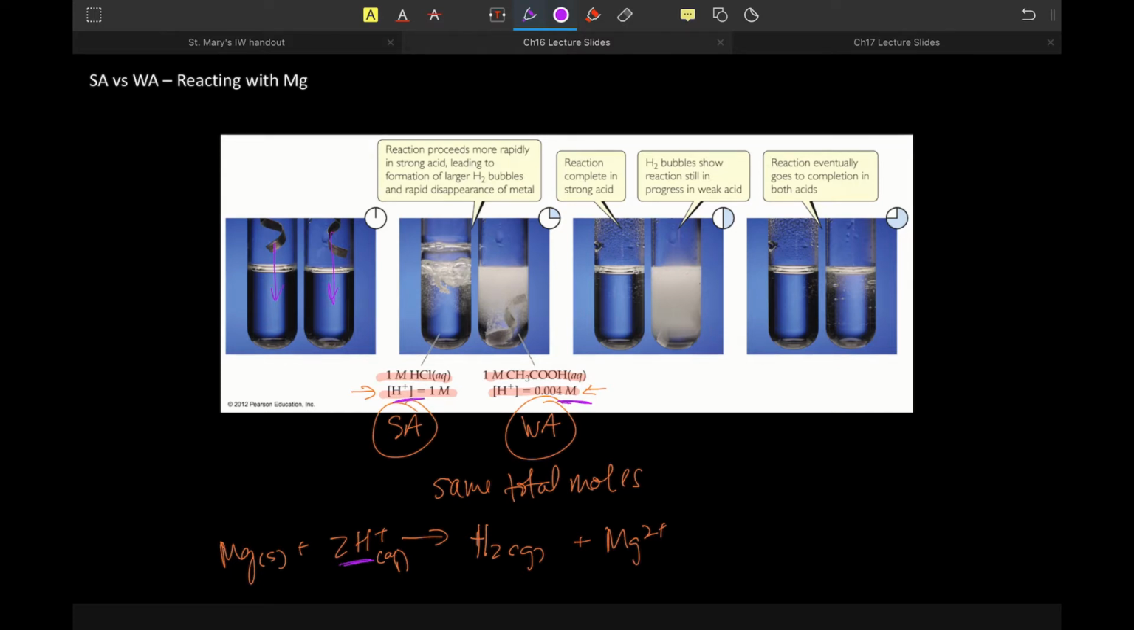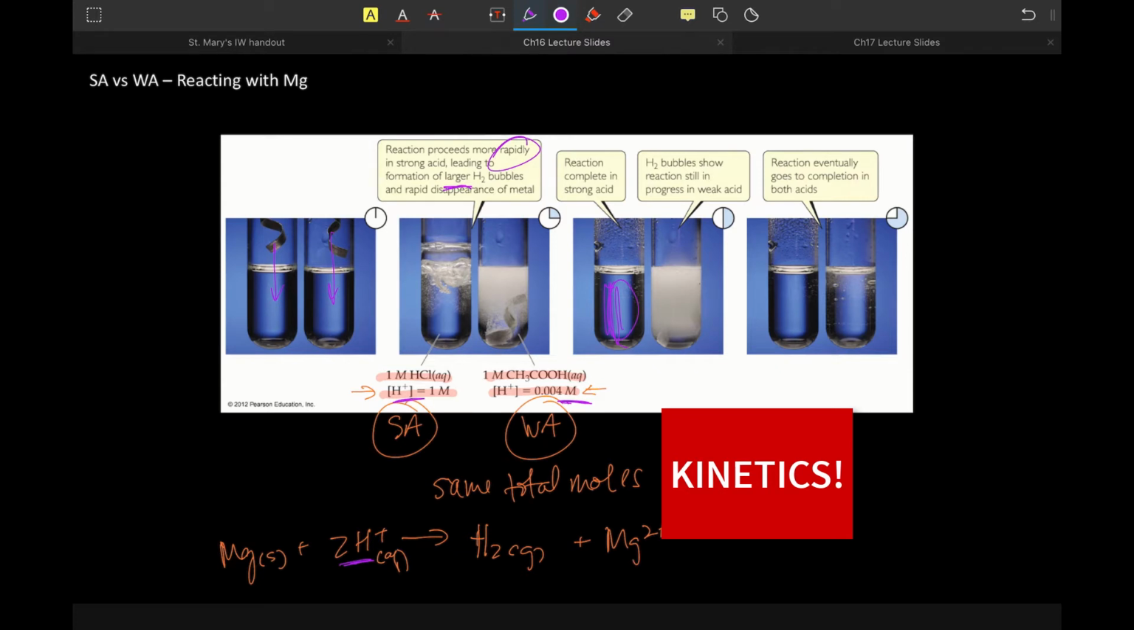When these pieces of magnesium are dropped in here, we see this one starts to react, but this one reacts rapidly, because we have those larger bubbles, and the reaction is complete much faster. There is no longer any magnesium.